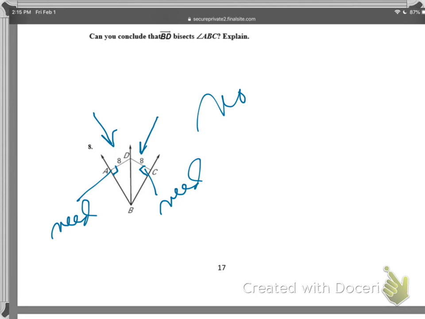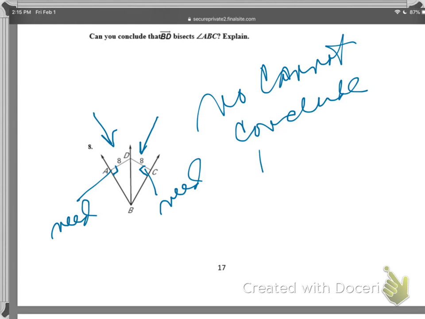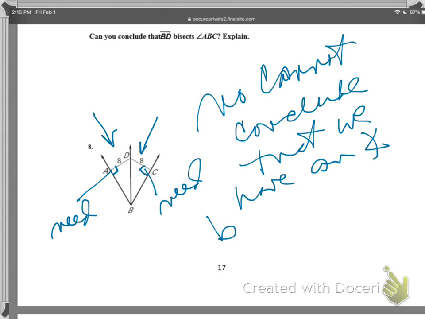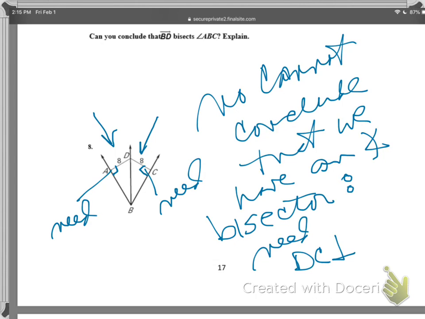So I'm going to say no, cannot conclude that we have an angle bisector. What do we need? We need DC perpendicular to BC, and we also need DA perpendicular to BA. Okay, that concludes this assignment.